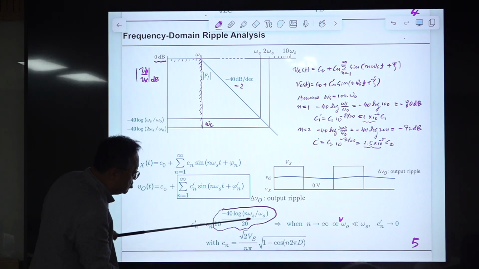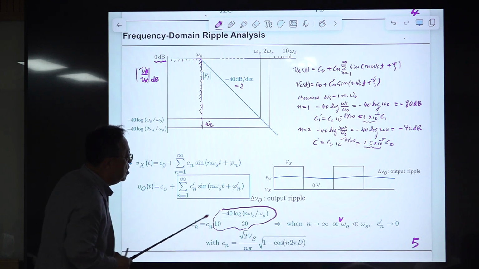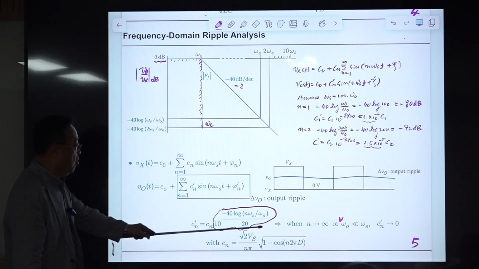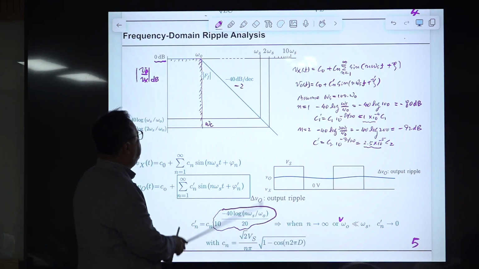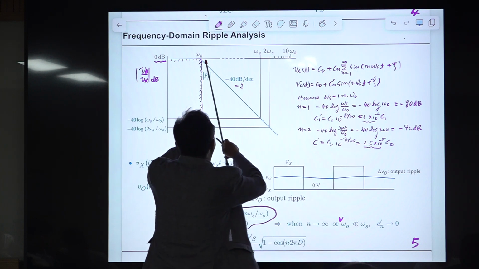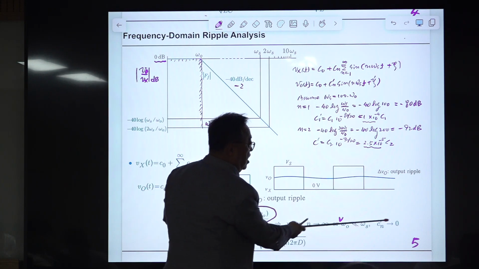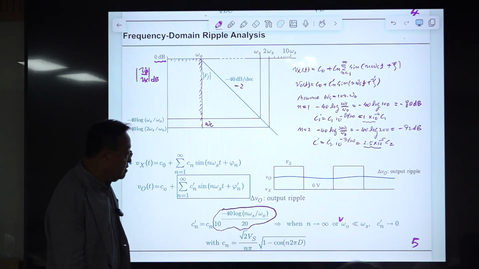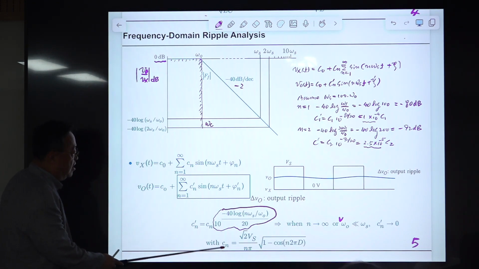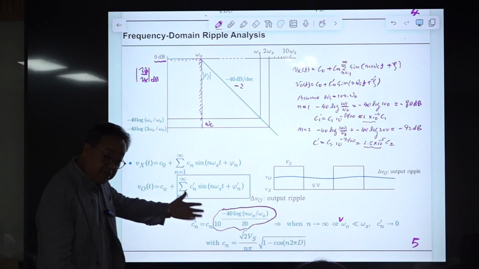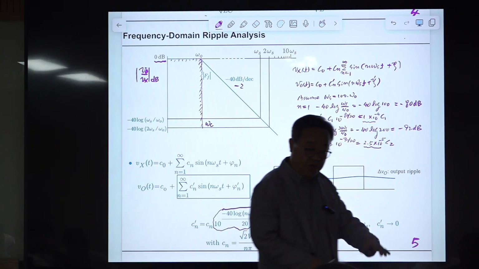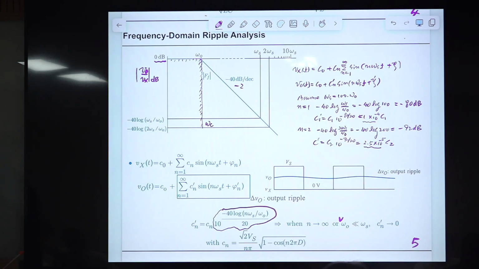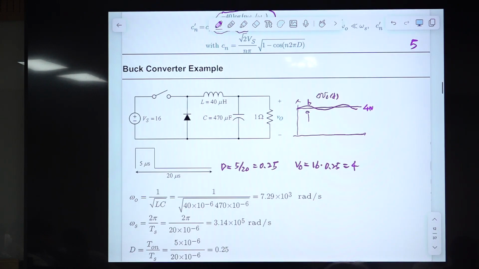If n goes to infinity, this attenuation goes to negative infinity, and this goes to 0. That's one thing. If there is a huge separation between omega naught and omega s, this will converge to 0 rapidly. Right? And this Cn is given by this. Some guy derived this, and you can go to your book table and find this expression in the table.